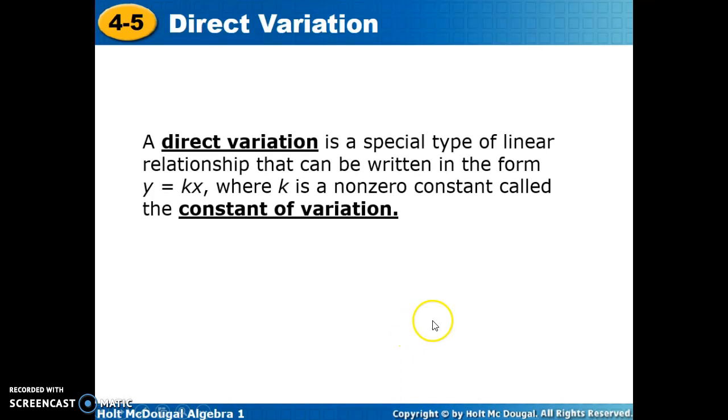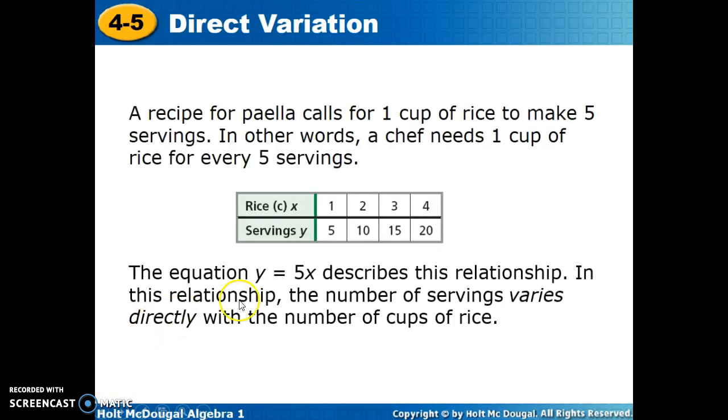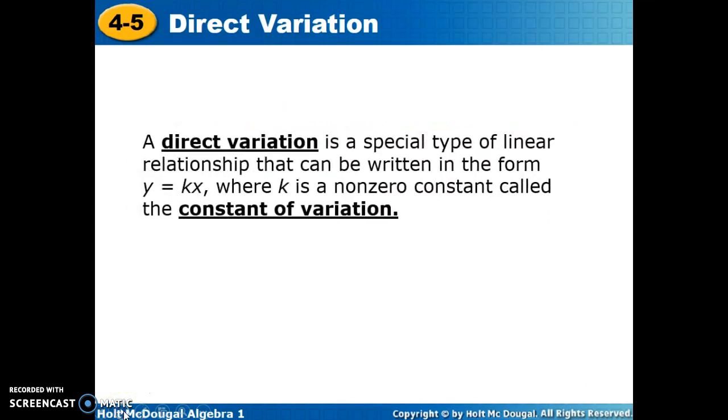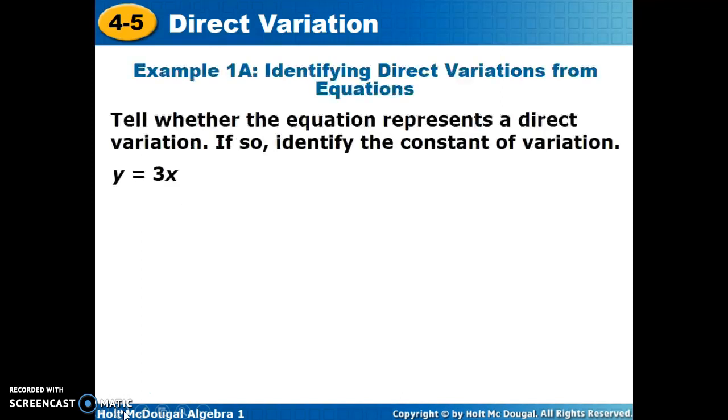Direct variation is a special type of linear relationship that can be written in the form y equals kx, where k is a non-zero constant called the constant of variation. If we go back here for just a second, we can see our equation is y equals kx. So you can understand that our variation is 5 in this case, our constant of variation.